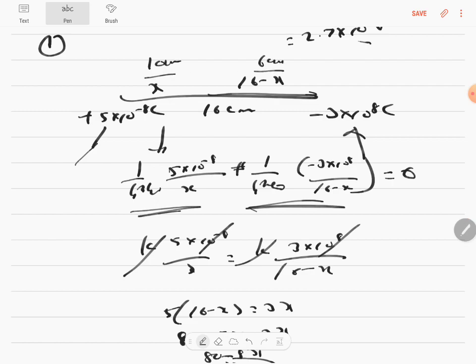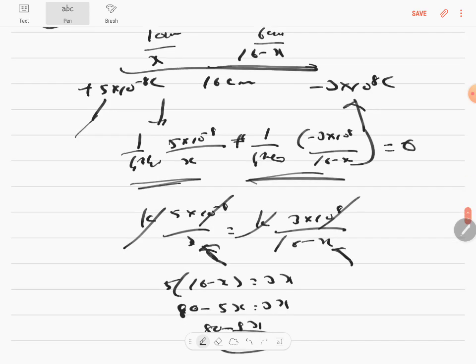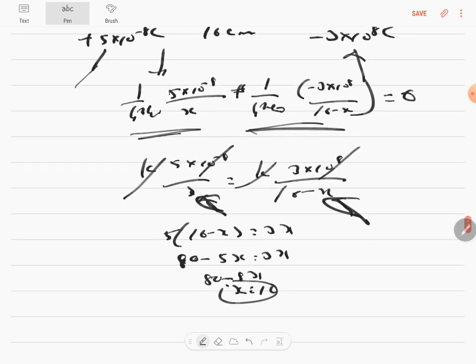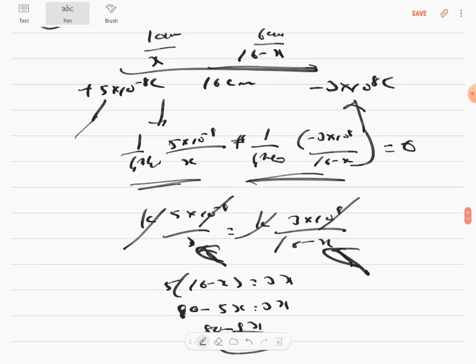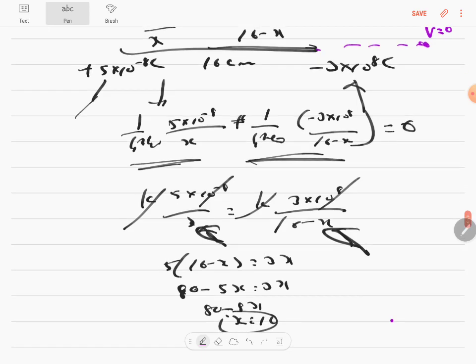Centimeters. I'm not converting to meters because even if I convert, the 10 to the power minus 2 is going to get cancelled in the denominator. So I didn't have to, I just kept 16, x and 16 minus x. So this is the point at which the potential is 0. Do you think that's the only point at which the potential will be 0? No. Other than that, the potential can also be 0 on the right side of the minus 3.